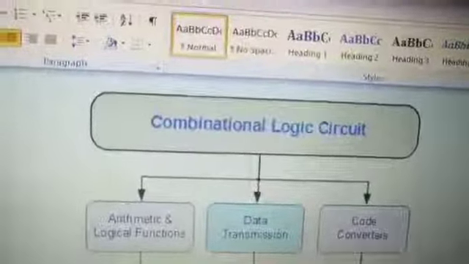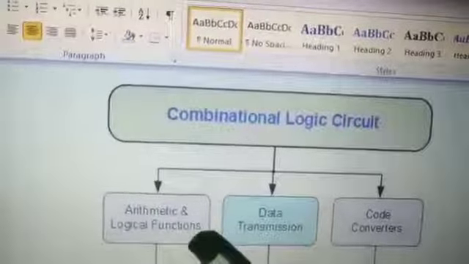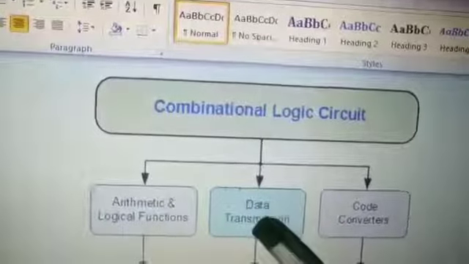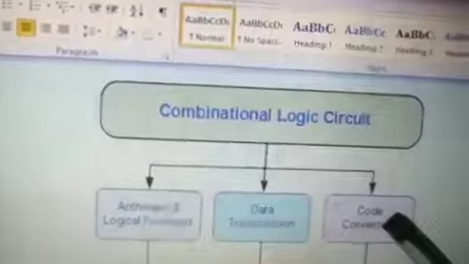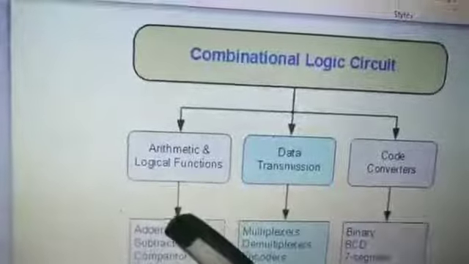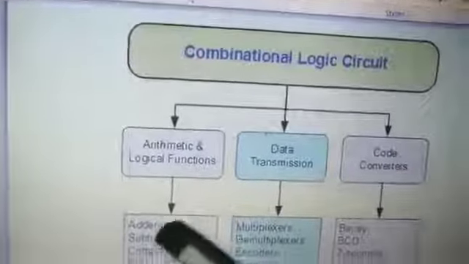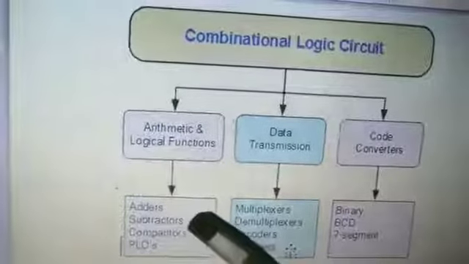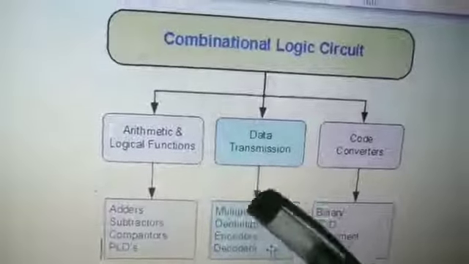The first is the circuit which performs arithmetic functions. The second is the circuit which helps in data transmission, and the third is the circuit which helps in conversion. Under the arithmetic functions, the circuits present are adder and subtractor. The adder adds binary digits, and the subtractor subtracts two or more binary digits.